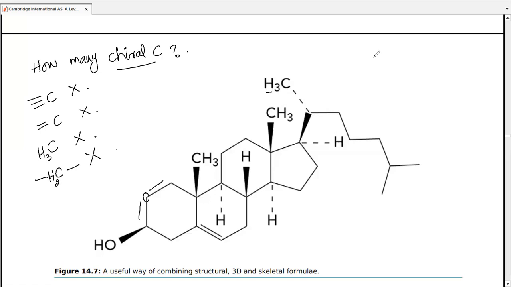All right? So, which one is a chiral carbon? Only the carbon that has four different atoms or groups of atoms on its sides can be considered a chiral carbon. Remember this example that we discussed previously. So now what you need to do is start from one side, consider every carbon atom in there, eliminate the options which are not chiral, and then simply count the ones that are chiral.